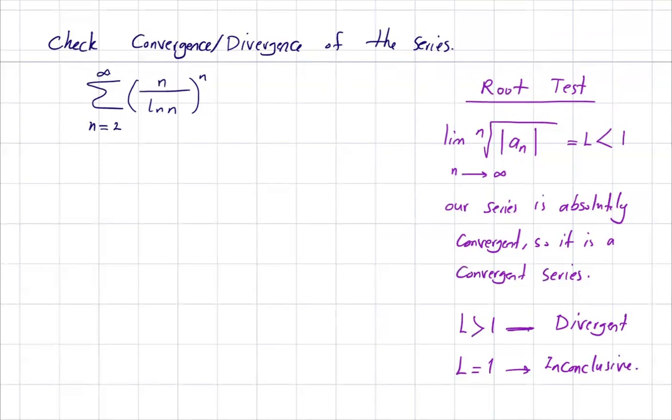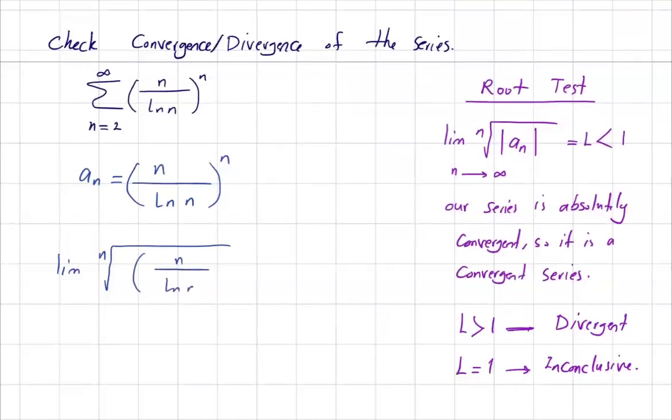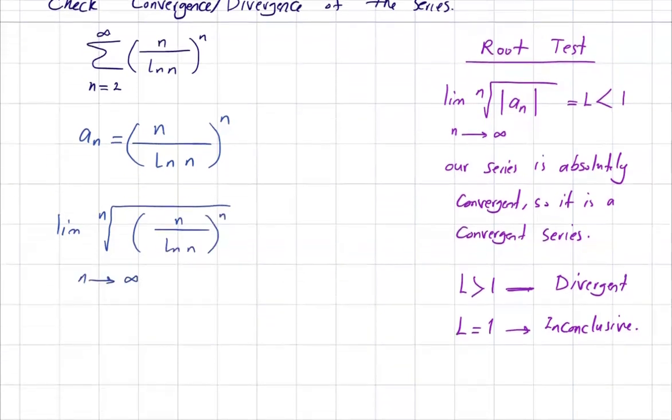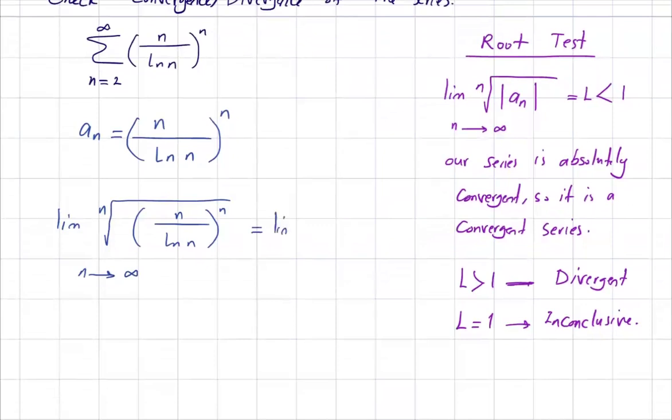What is our a_n here? Our a_n is equal to n over ln of n raised to the power n. So let us find the limit of the nth root of n over ln of n to the power n when n goes to infinity. Here, you can write this algebraically and see that you have the limit of n divided by ln of n to the power n, all raised to 1 over n.